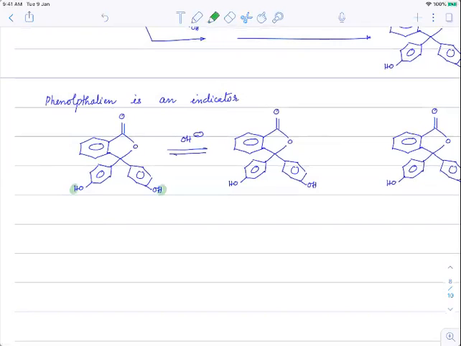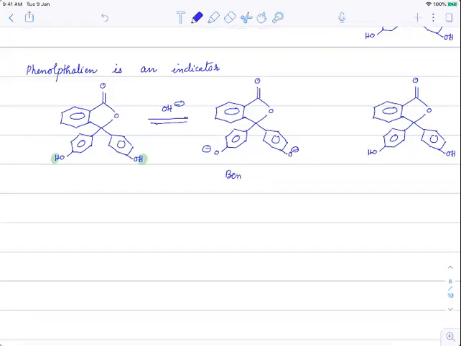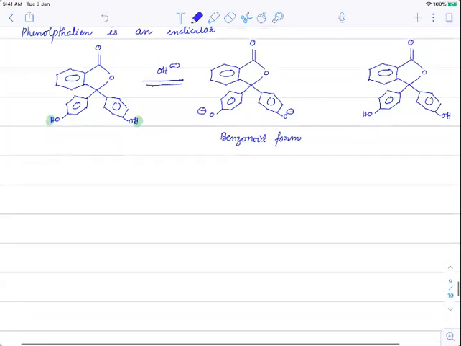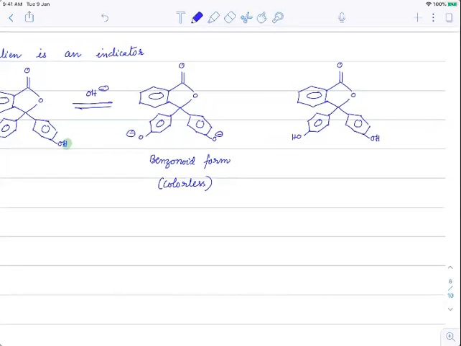Correct. So it would become a benzenoid form. मतलब यहाँ पे H plus नहीं रहेगा, यहाँ पे H plus नहीं रहेगा, and this will become minus and minus. Okay. So this is the benzenoid form. Okay. And this is colorless. That's why you see phenolphthalein in basic medium becomes colorless. If you keep it for long standing, na, if you leave it like that, right?